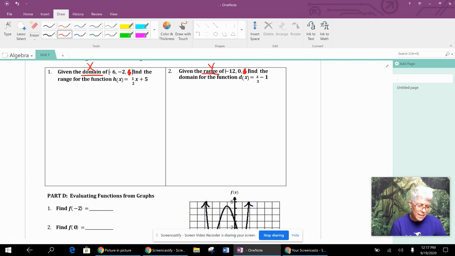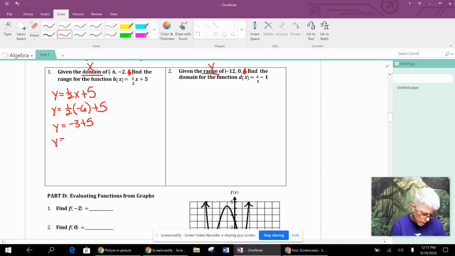So they give me this, instead of saying f of x, they said h of x. It means the same thing. So I'm going to rewrite this in a form that I'm more familiar with, and more comfortable with. And they gave me the x, which means I'm going to have to find the y. So I'm going to substitute the negative 6 in for x. Y equals negative 3 plus 5. Y equals 2.